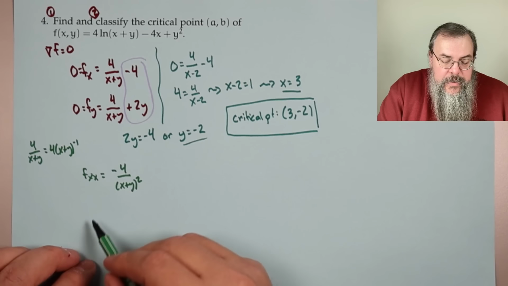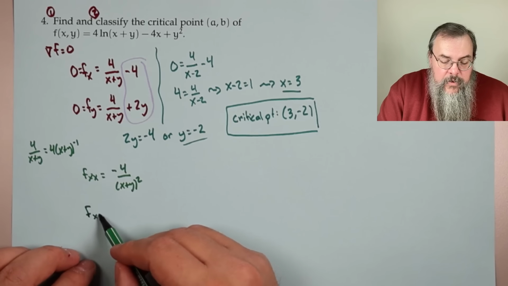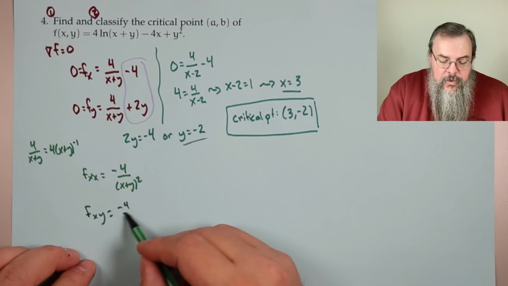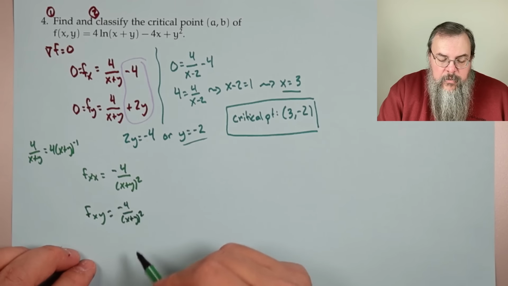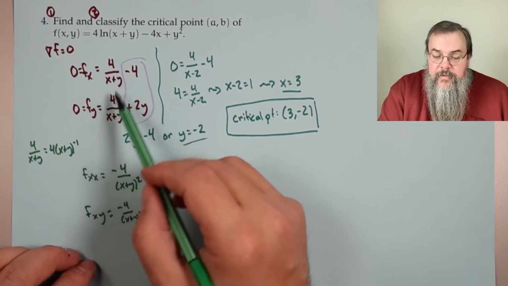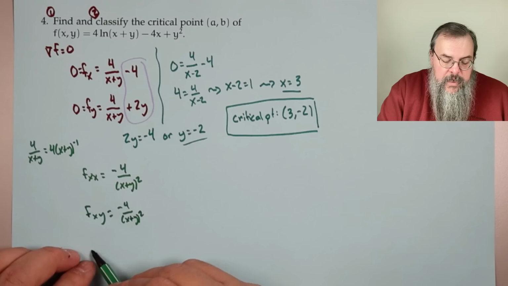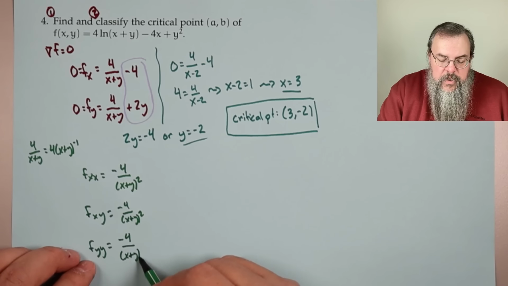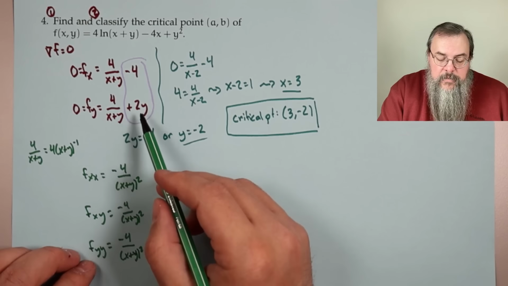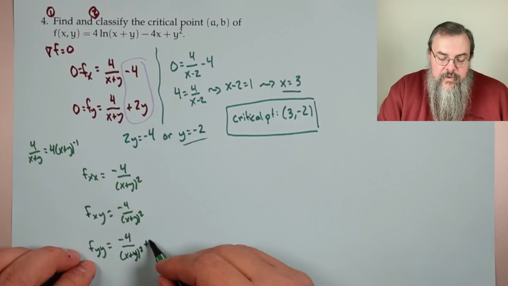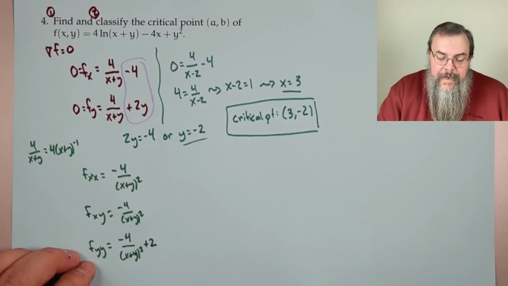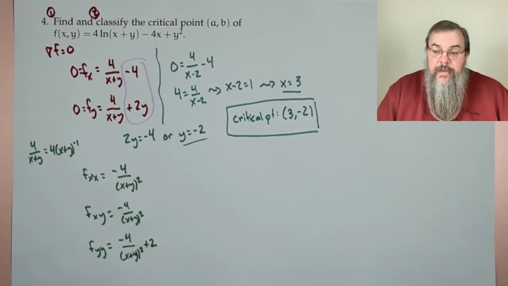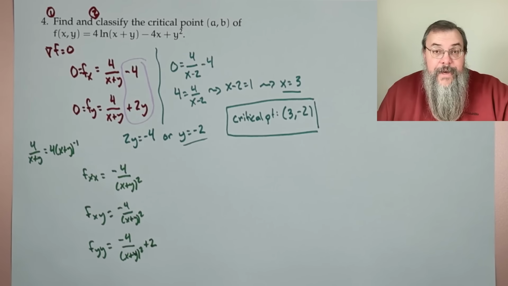How about f sub xy? Same thing: negative 4 over (x plus y) squared, because the derivative of negative 4 is 0. What about f sub yy? Again, negative 4 over (x plus y) quantity squared, and then the derivative of 2y, which is plus 2. Now, the next thing we have to do is, for each one of these second derivatives, we need to evaluate.